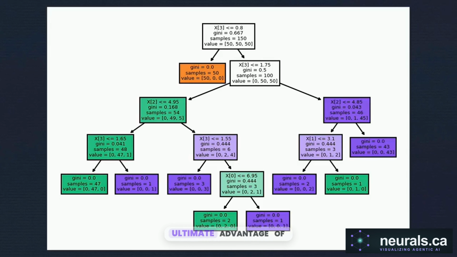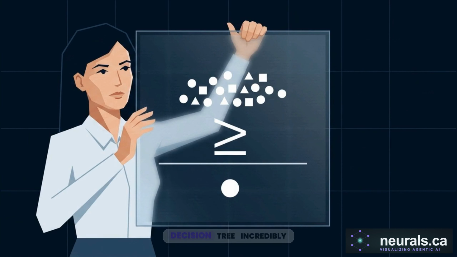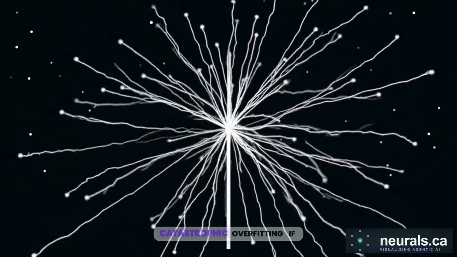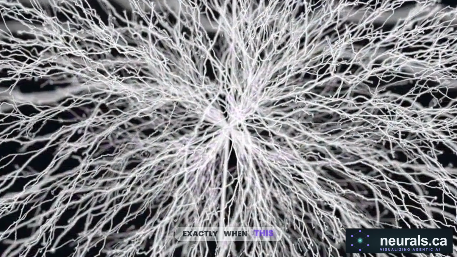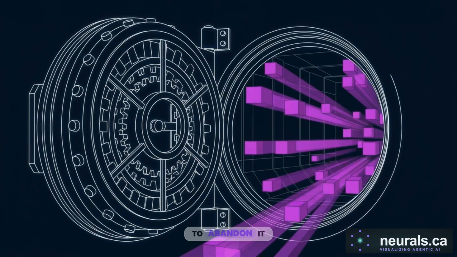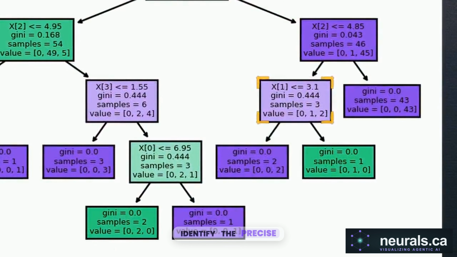But here is the ultimate advantage of this specific algorithm. If you look at the printed tree, it isn't a black box. You can literally read the learned rules in plain English. The math outputs visible, discrete thresholds for age and salary. This elegant transparency makes a properly constrained decision tree incredibly powerful for human auditing. But its inherent vulnerability to catastrophic overfitting if left unconstrained establishes a hard boundary. It tells us exactly when this tool should be used and exactly when we need to abandon it for something stronger. When you move machine learning code from a notebook into a production environment, you can identify the precise threshold that triggered the denial.